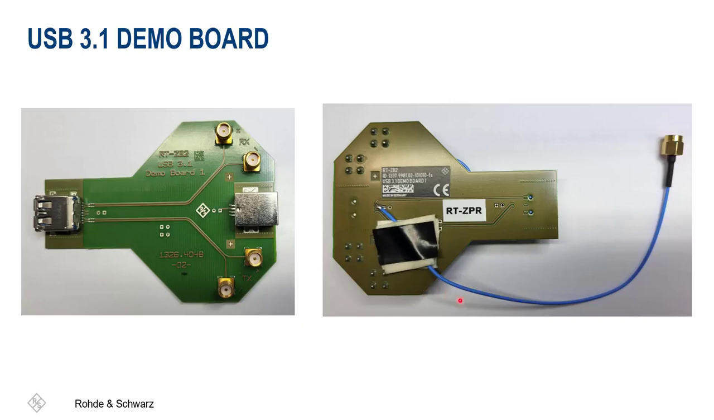I have also modified this demo board in order to measure the USB power rail. Therefore, this blue coaxial cable is soldered directly to the +5 volt line. With this arrangement, I'm able to connect the RTZPR40 power rail probe directly to the SMA connector of the blue coaxial cable. The power rail probe is connected to oscilloscope analog channel 1. Let's next set our RTP scope for power rail measurement.